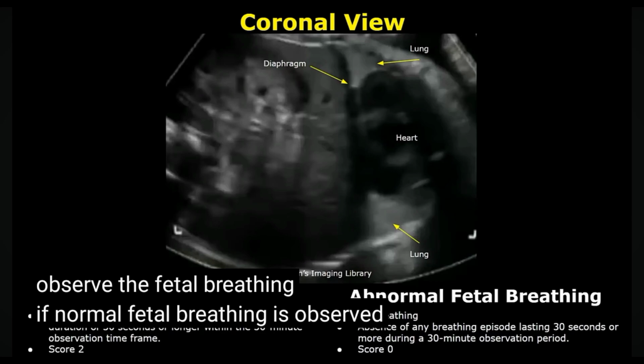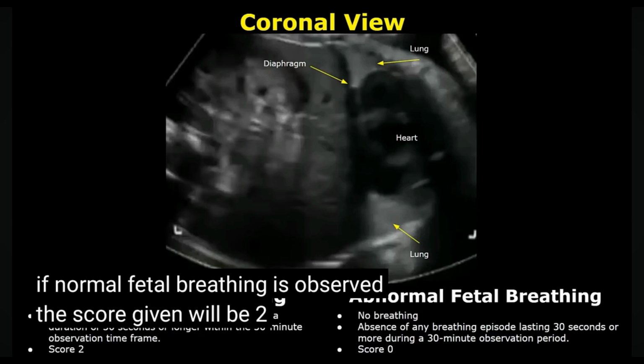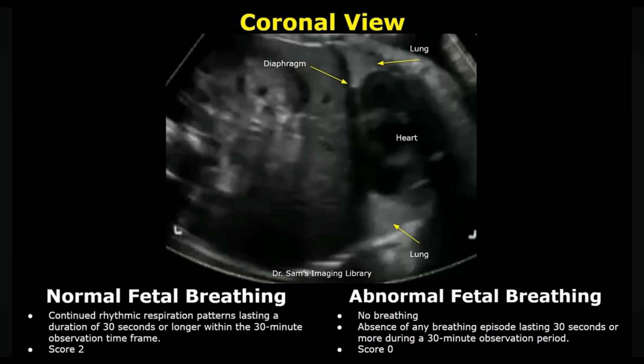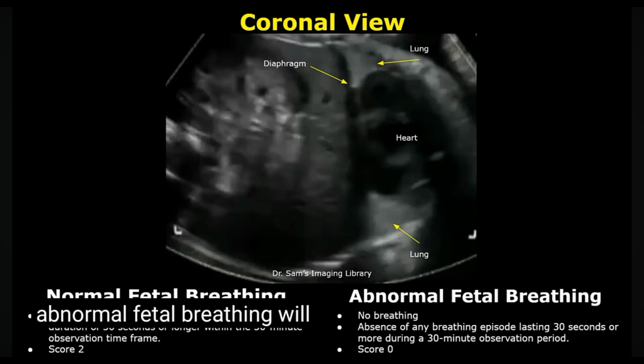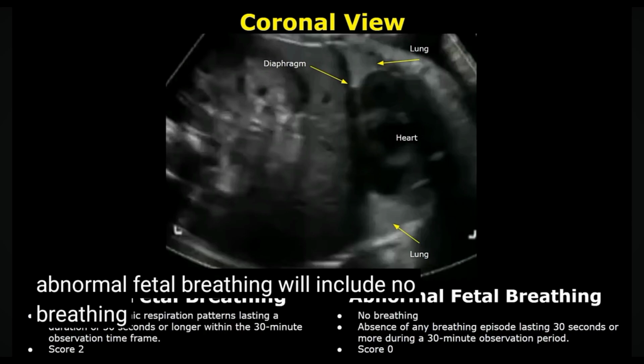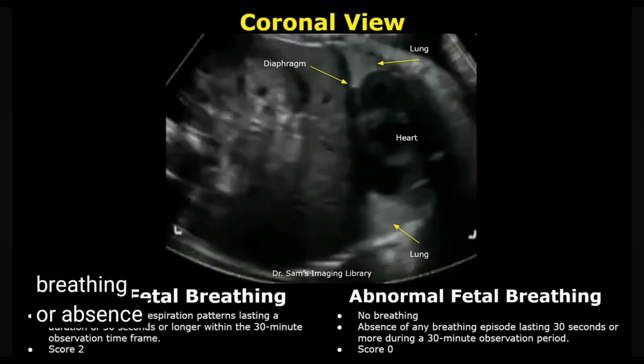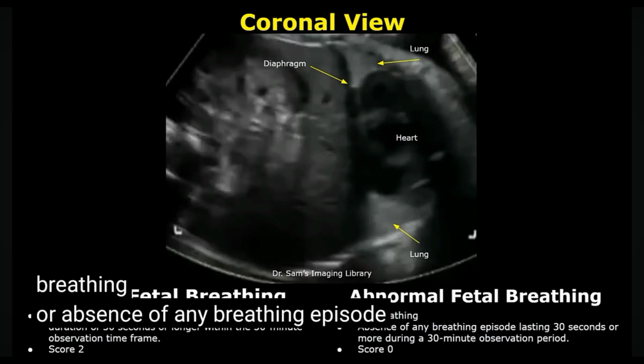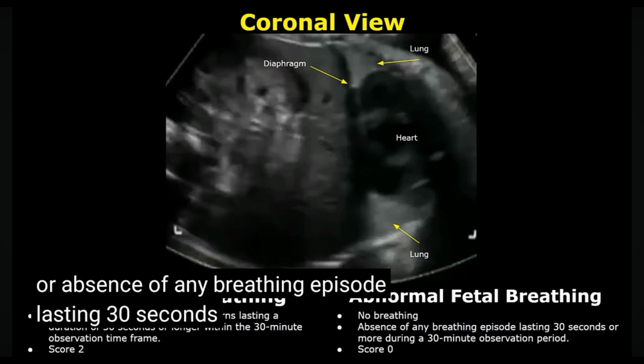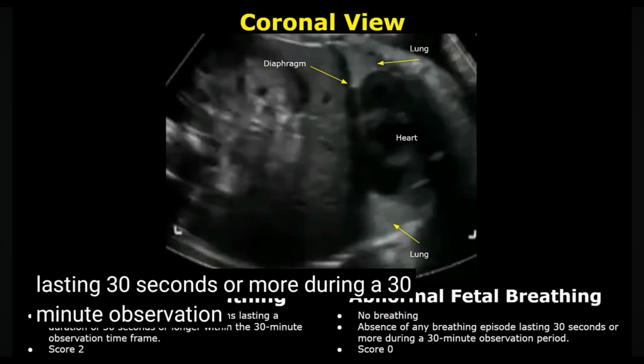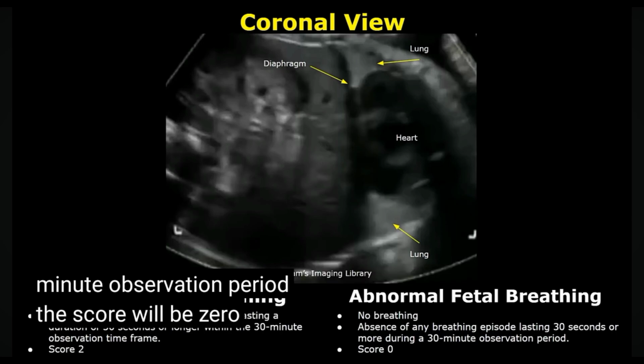If normal fetal breathing is observed, the score given will be 2. Abnormal fetal breathing will include no breathing or absence of any breathing episode lasting 30 seconds or more during a 30-minute observation period. The score will be 0.